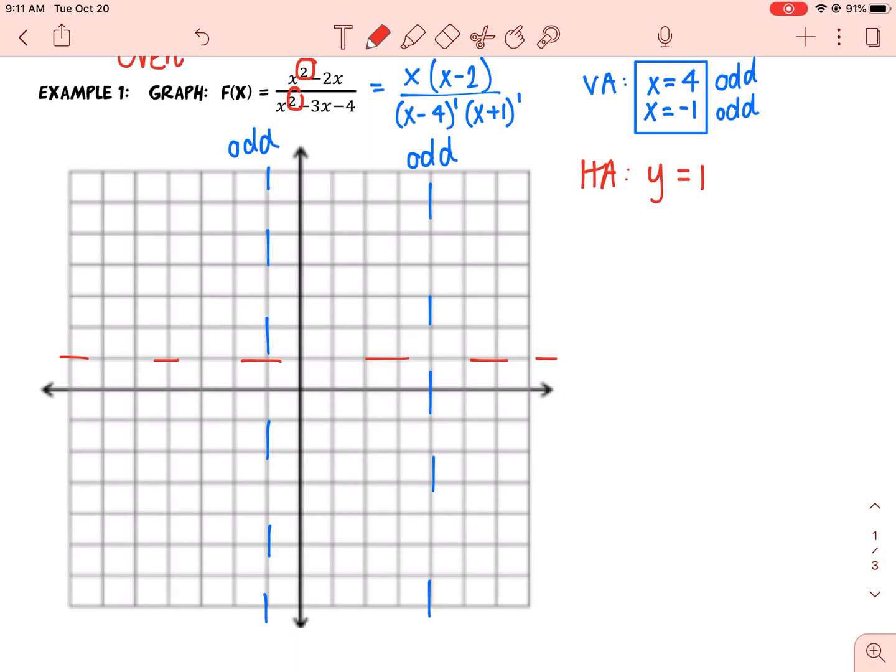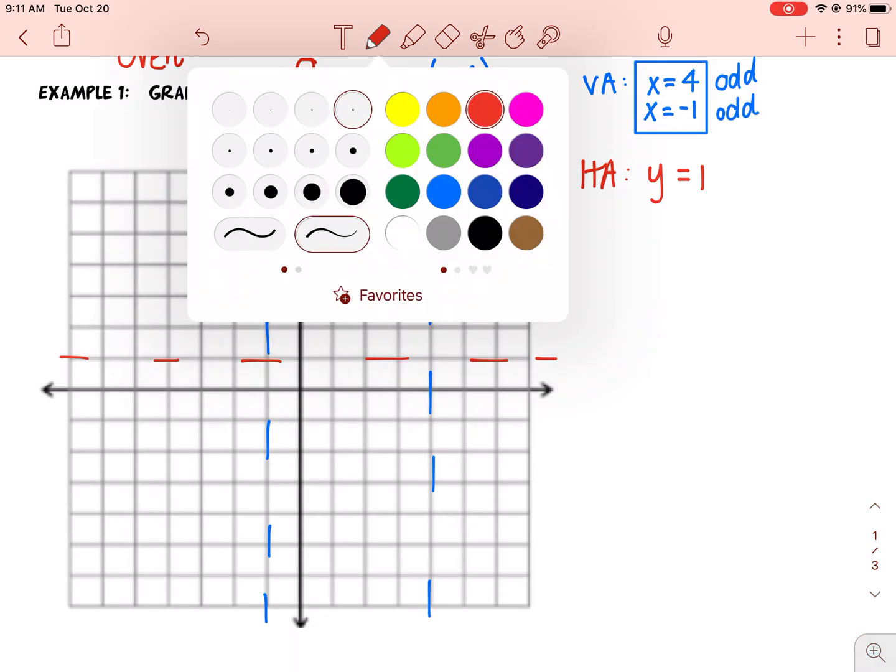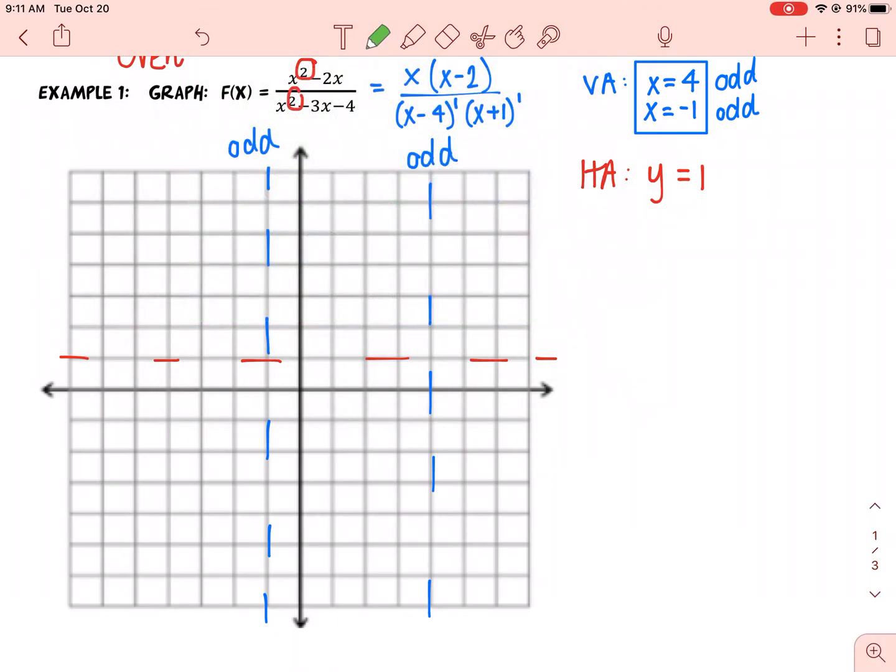X-intercept, where the numerator equals 0. Hopefully you see that I'm already in factored form, so when I do x-intercept, I can do a nice zero product property. x equals 0, x minus 2 equals 0. So I get the intercepts of (0, 0) and (2, 0). So (0, 0) is right here, (2, 0) there.